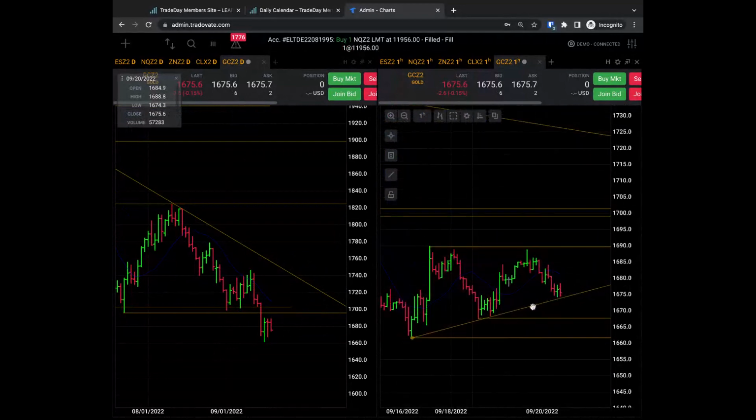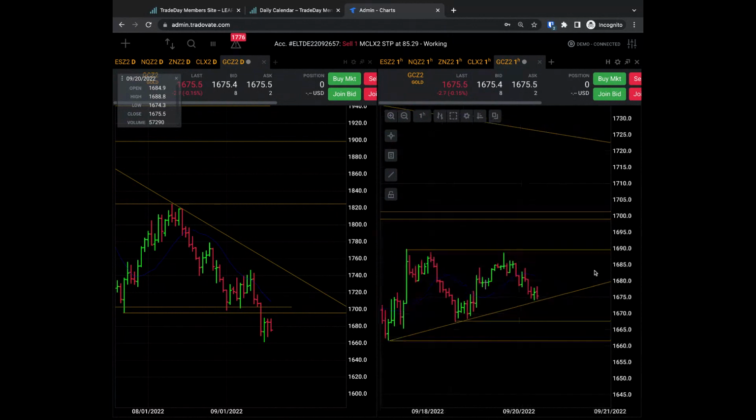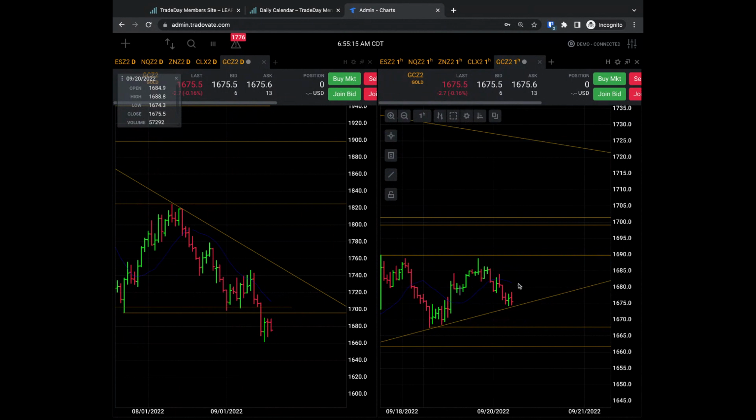Gold is currently bouncing off this small trend here. If it breaks that, I'm looking to get down to these types of levels. I think it's probably going to hold and sit into this level of this flag or pennant that it's forming here ahead of the decision tomorrow. So that's it.